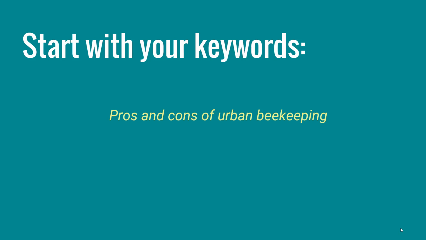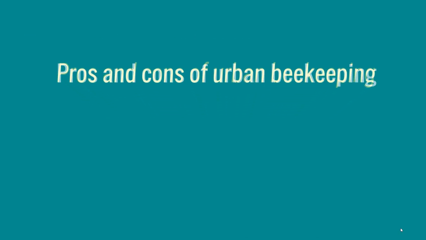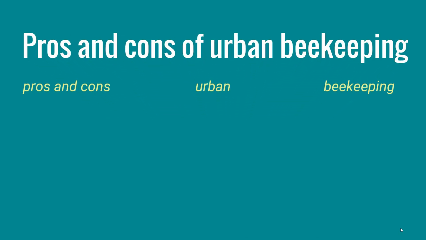In this example, let's consider the pros and cons of urban beekeeping. This breaks down into three major concepts: pros and cons, urban, and beekeeping. Here's a quick list of alternate keywords for each.